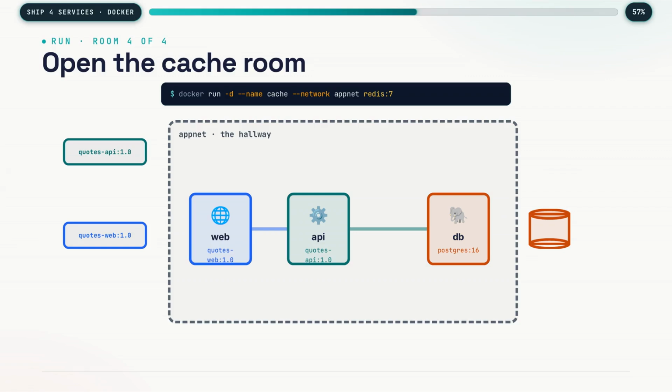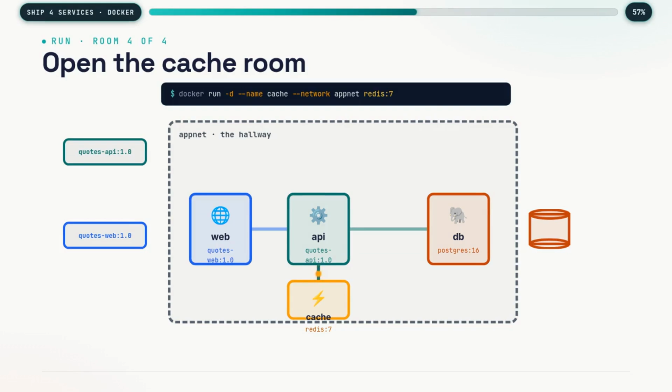Docker run, name it cache on appnet, and we pull Redis straight from Docker Hub, no build step. Watch the cache room appear below API in the hallway. There's the cache room, Amber, the quick shelf. It sits in the same hallway, so API can reach it by name, just host cache. And the link forms, API to cache, that Amber packet flowing down.